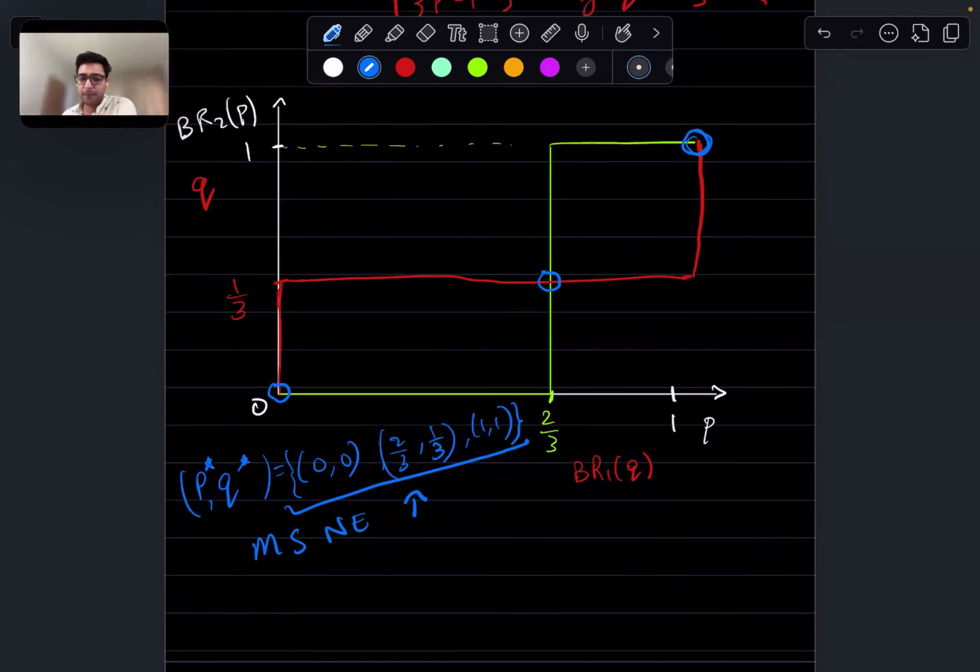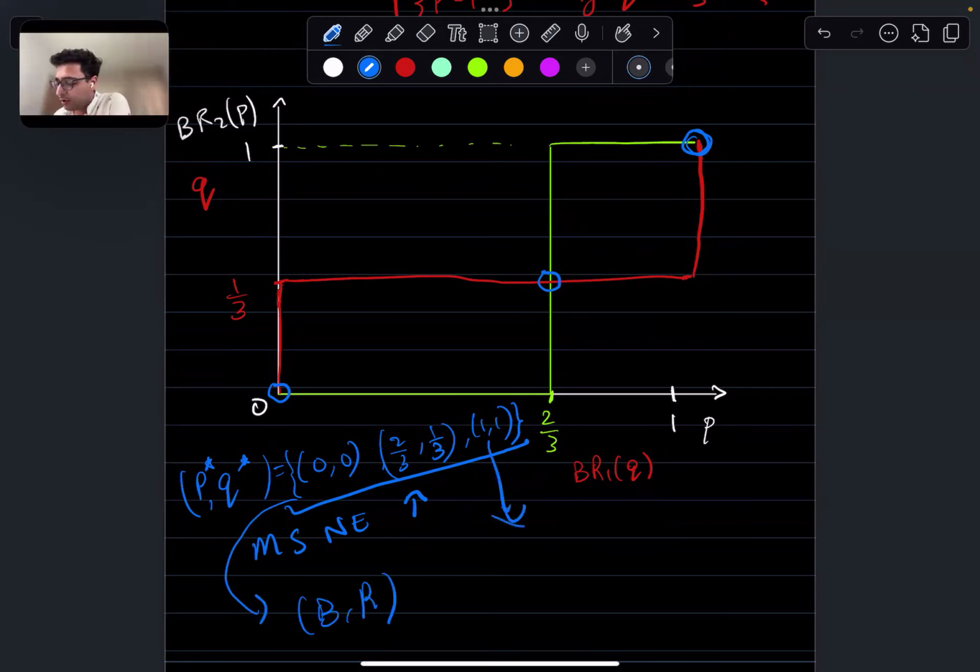Okay. The 0, 0 corresponds to bottom right, and the 1, 1 corresponds to top left. So the pure strategy Nash equilibria that we had earlier, those are still here in the form of mixed strategy Nash equilibria.